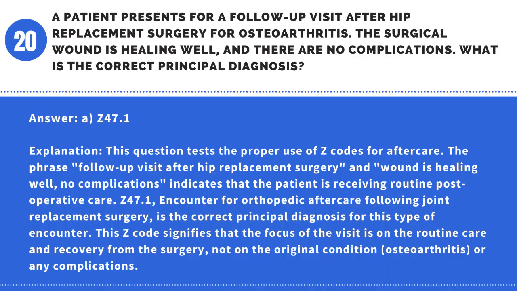The phrase follow-up visit after hip replacement surgery, and wound is healing well, no complications, indicates that the patient is receiving routine postoperative care. Z47.1, encounter for orthopedic aftercare following joint replacement surgery, is the correct principal diagnosis for this type of encounter. This Z code signifies that the focus of the visit is on the routine care and recovery from the surgery, not on the original condition, osteoarthritis, or any complications.